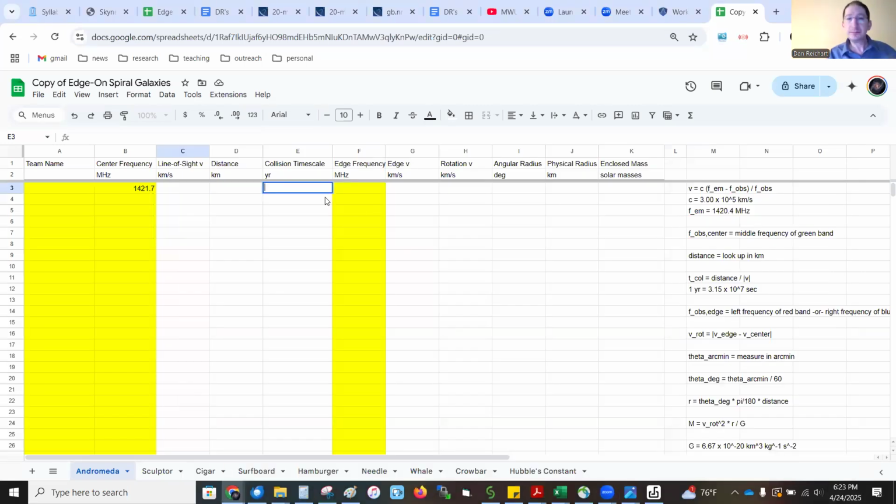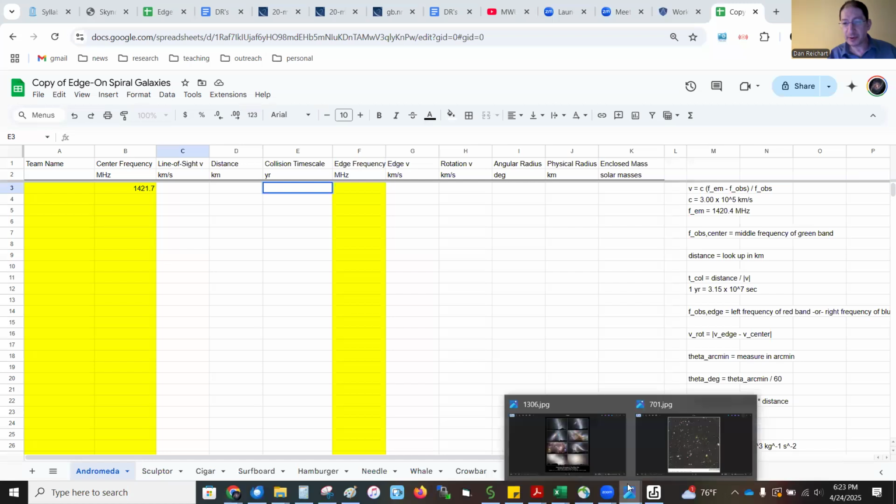Pretty cool. Now, let's measure the mass of Andromeda. Let's weigh the whole galaxy. It's amazing. You can do that all the way from here. We can weigh the galaxy. So what we need is an edge frequency. And so we want the left side of the red band or the right side of the blue band.